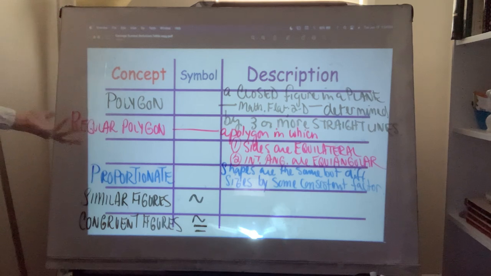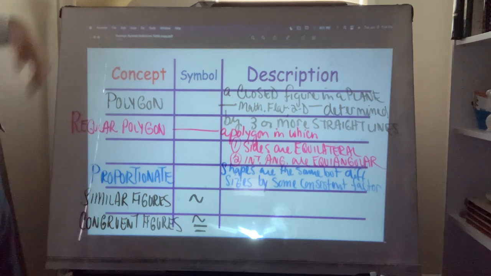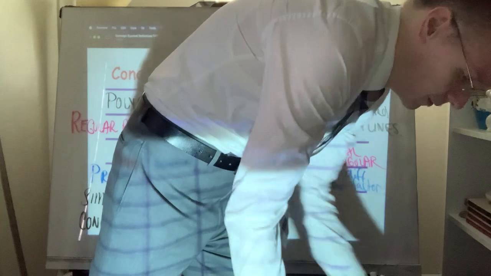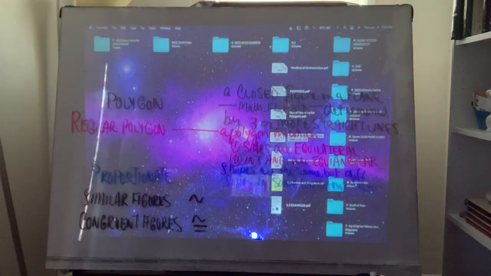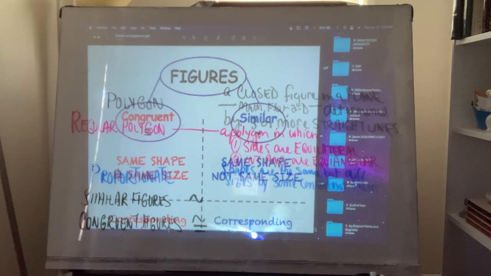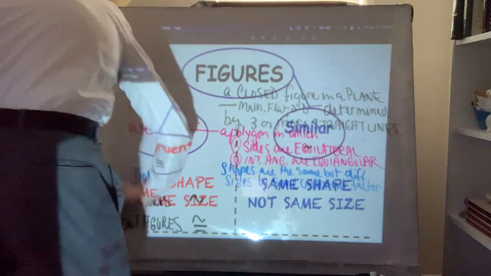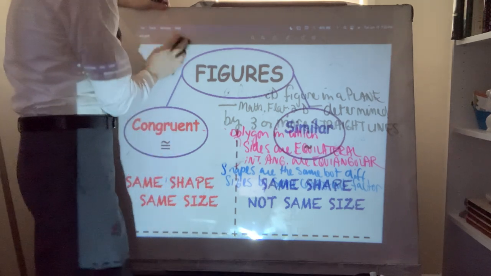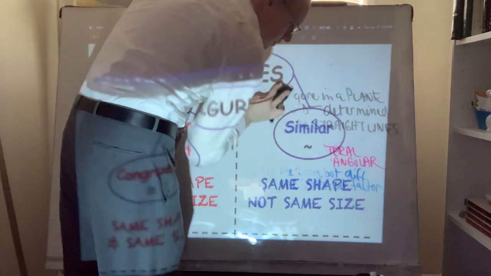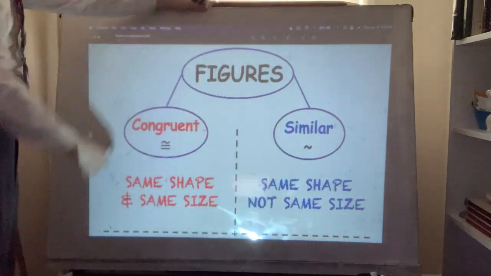Now let me show you the other slide. What is really important here is to make this distinction about regular polygons and proportionate. What is proportionate? The diagram that I want you to examine looks like this. I just made this yesterday to summarize. When we're examining figures, we have essentially two or three possibilities. A third possibility, which is not listed here, would be that they're not at all the same. But that's not interesting. What is interesting is that we might have congruent figures or we might have similar figures.